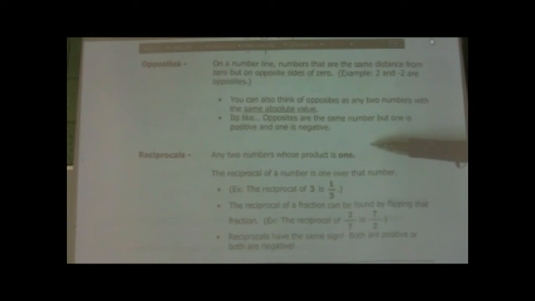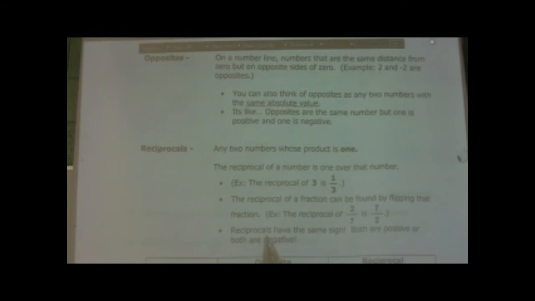Usually that's really easy until you start talking reciprocals. Reciprocals are any two numbers whose product is 1. The reciprocal of a number is 1 over that number. So here's some examples. The reciprocal of 3 is 1/3. 1 over that number. 3 times 1/3 is 1. The reciprocal of a fraction can be found by flipping that fraction. So here I've got the reciprocal of 2/7 is 7 over 2. Just flip it. And if you notice, if I multiply these, I've got 14 over 14, which is 1. Reciprocals multiply to 1.